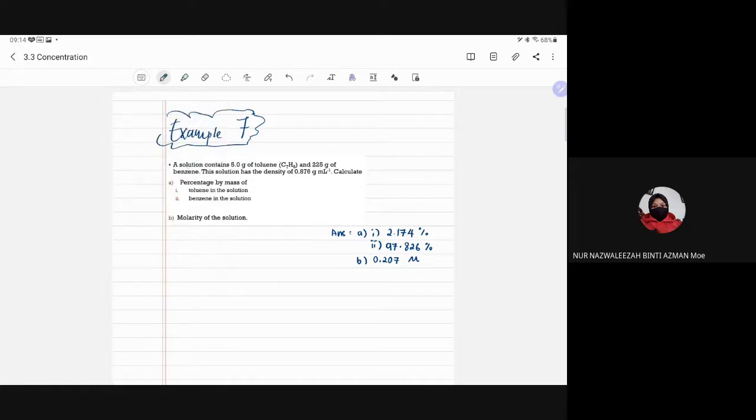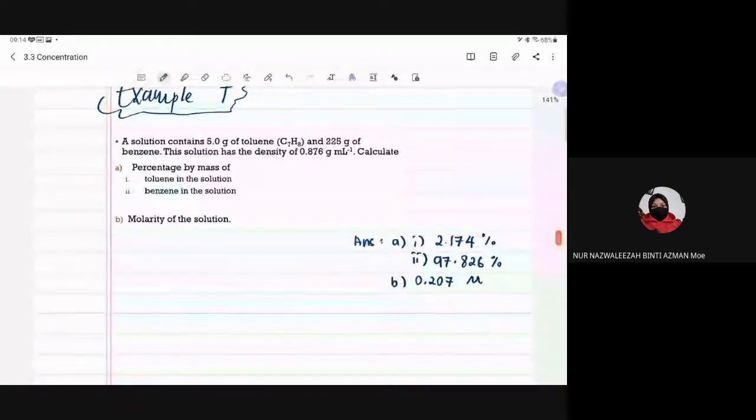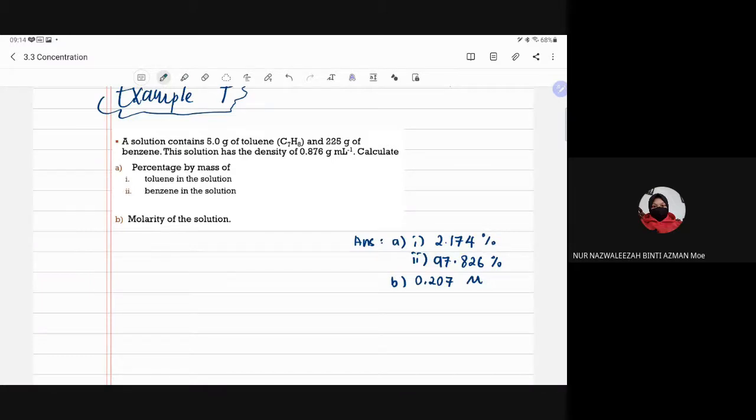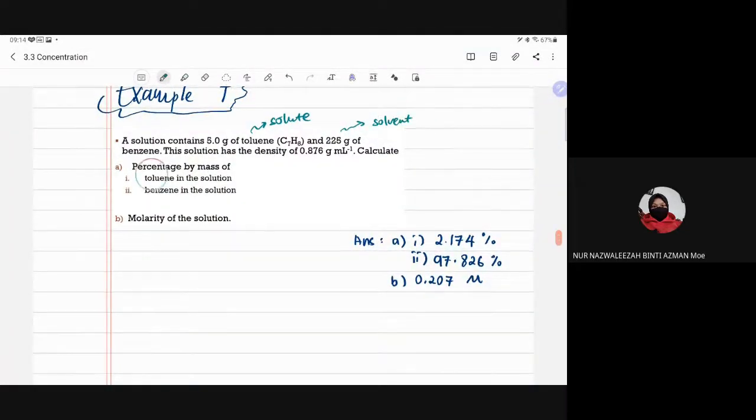A solution contains 5 grams toluene and 225 grams of benzene. This solution has the density of blah blah blah. Calculate percentage by mass of toluene dalam solution, benzene dalam solution. Calculate the molarity. Now, kita ingat solute selalunya dalam bentuk yang sedikit. Okay, jumlah dia sikit. Volume dia sikit. Manakala solvent selalunya dalam kuantiti yang banyak. So from here, kita tahu automatik yang ini adalah solute. Ini adalah solvent.